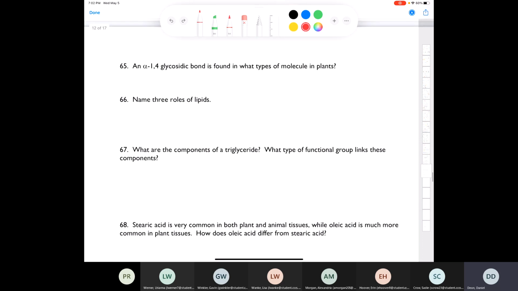All right. Number 65, an alpha 1,4 glycosidic bond is found in what types of molecules in plants? So we would find that in amylose, which is found in starch. So amylose, we'll put in starch.